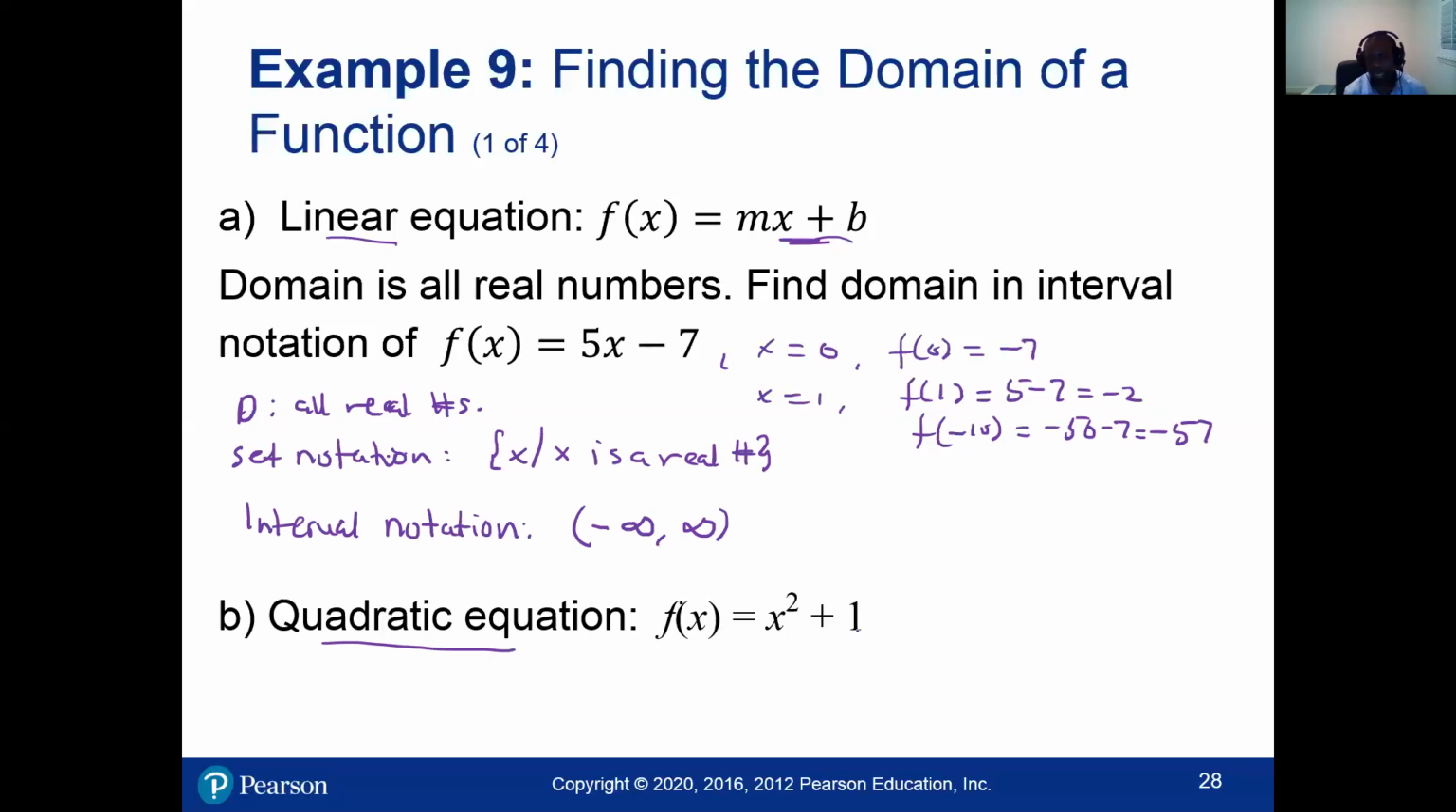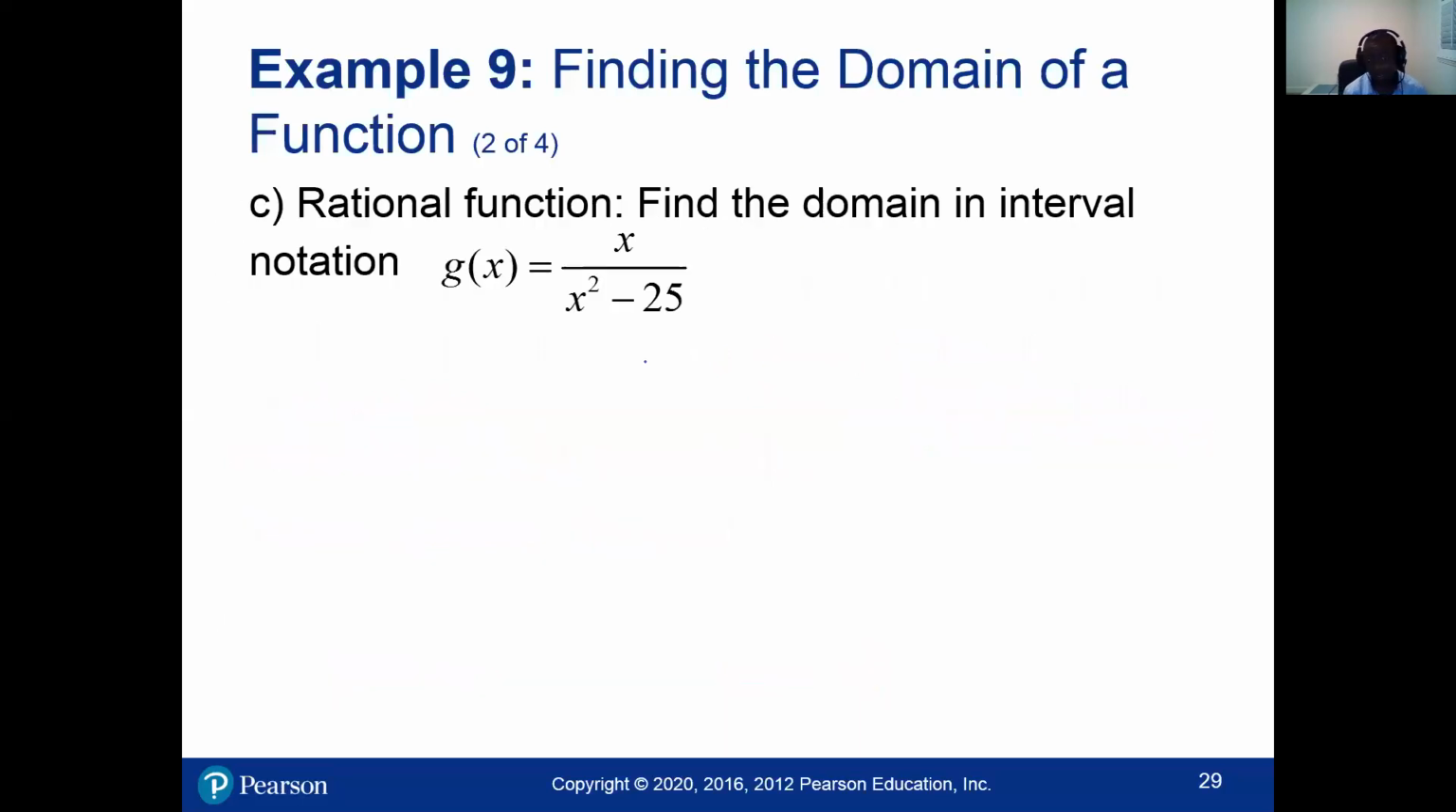Similarly, if you have a quadratic function, for example f of x equals x squared plus something, this is defined for all real numbers. So the domain is also all real numbers. If you write it in interval notation, it's negative infinity to positive infinity. And the set notation will be the same, so it has the same domain as the first one.